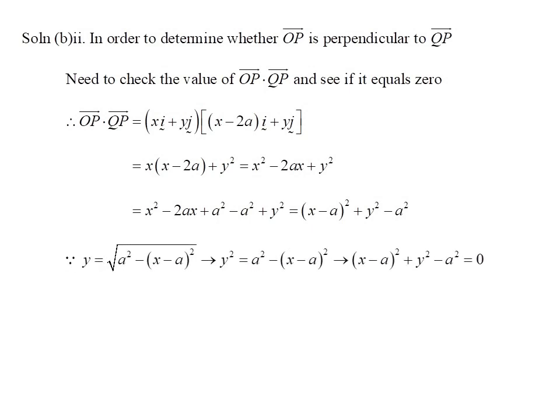According to the given semicircle equation, y equals the square root of a squared minus (x minus a) squared. After both sides of the equation are squared, it becomes (x minus a) squared plus y squared minus a squared equals 0. Hence, vector OP dot product vector QP equals (x minus a) squared plus y squared minus a squared, which equals 0. So here we have proved vector OP is perpendicular to vector QP.